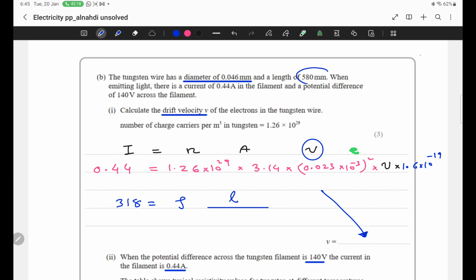You are given length. You are given diameter to calculate area. Now tell me what is resistivity. I am waiting. You should calculate resistivity, and the value of resistivity will determine the temperature.